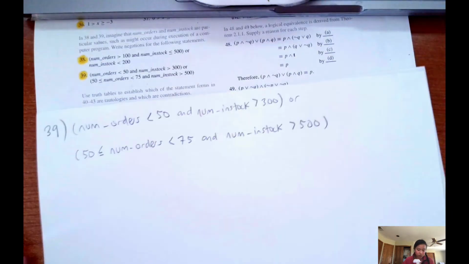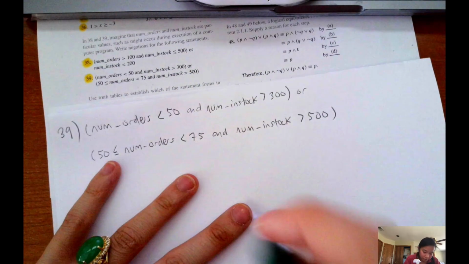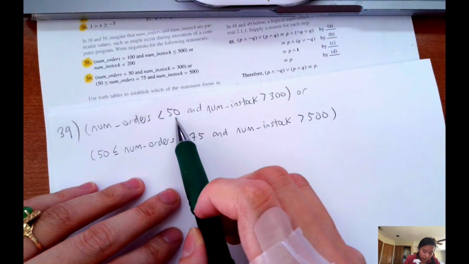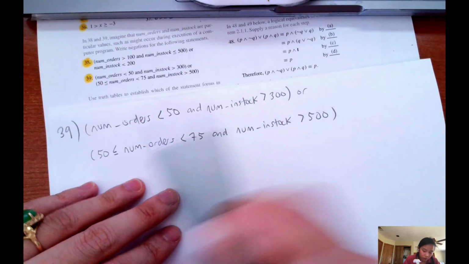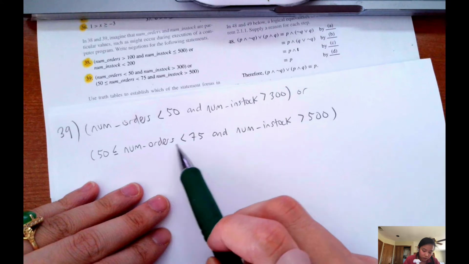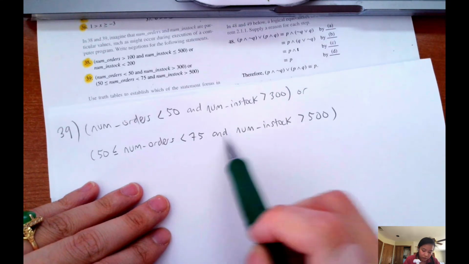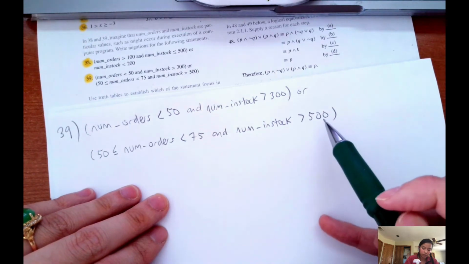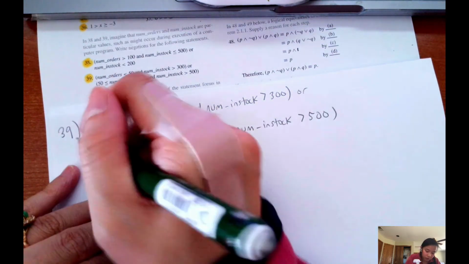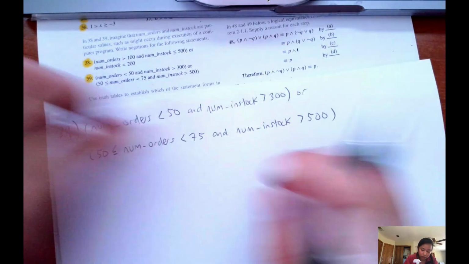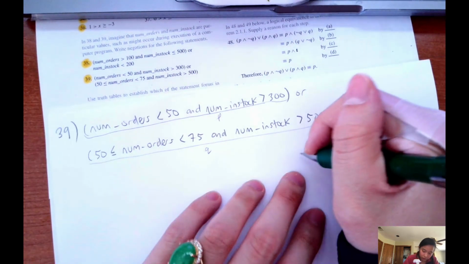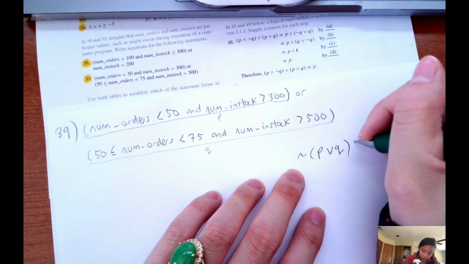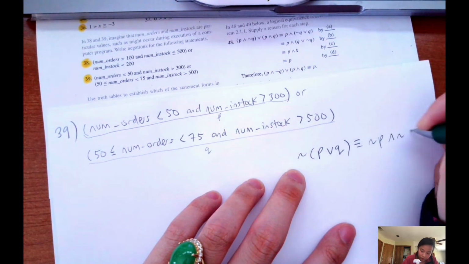Question number 39 says, num orders is less than 50, and num in stock is greater than 300, or 50 is less than or equal to num orders, which is less than 75, and num in stock is greater than 500. So as you can see here, there's this statement or this statement. So this right here could be P, and this right here could be Q. We know that the negation of P or Q is logically equivalent to the negation of P and the negation of Q.